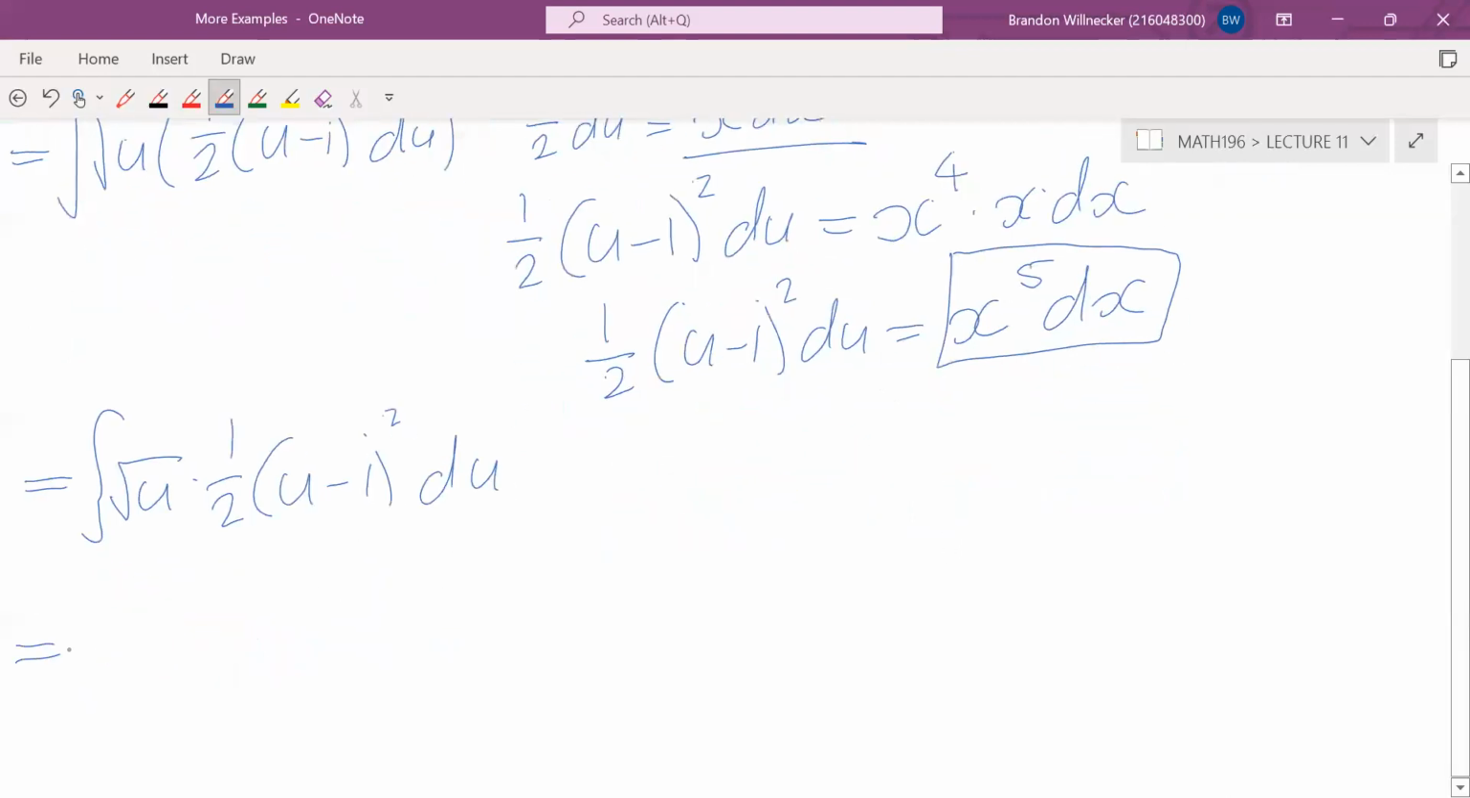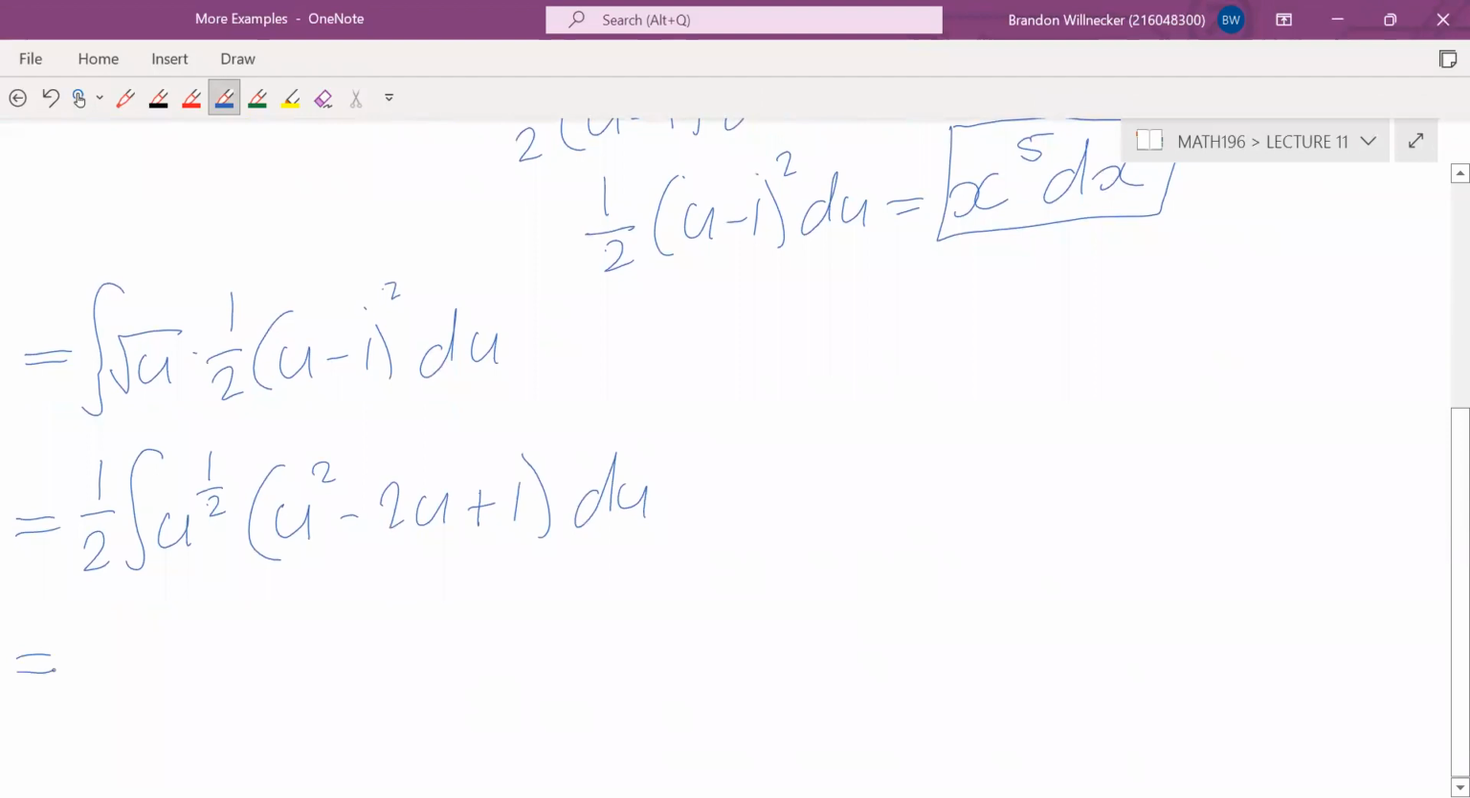So let's expand this out so we get the sum of terms with different powers. So we're going to have 1/2 the integral. We can replace the square root of u with u to the 1/2. (u minus 1) squared will be u squared minus 2u plus 1 du. Okay, so we've expanded out the square. So let's now multiply in u to the 1/2. So we multiply that into all our terms.